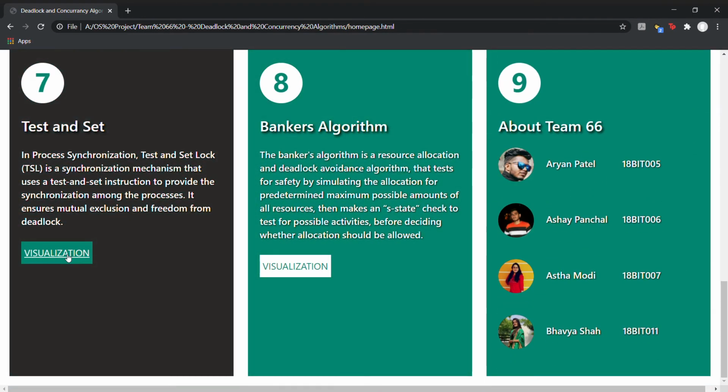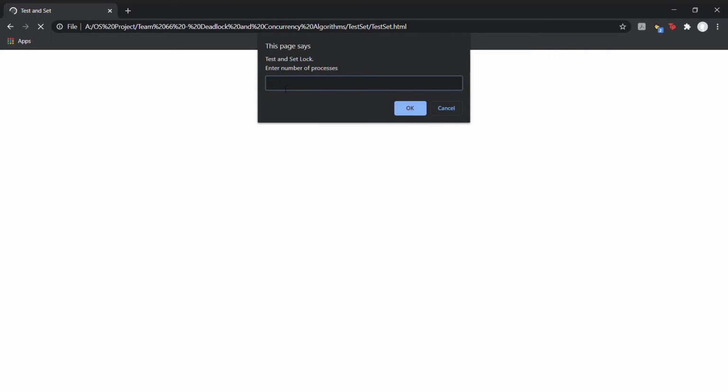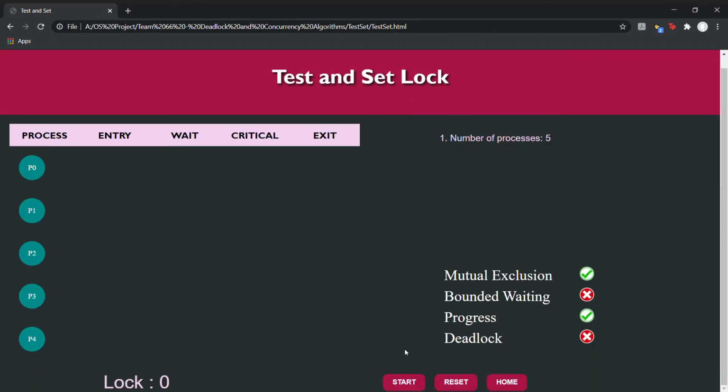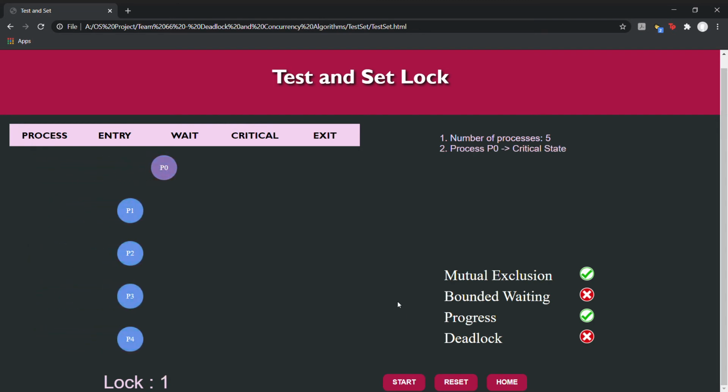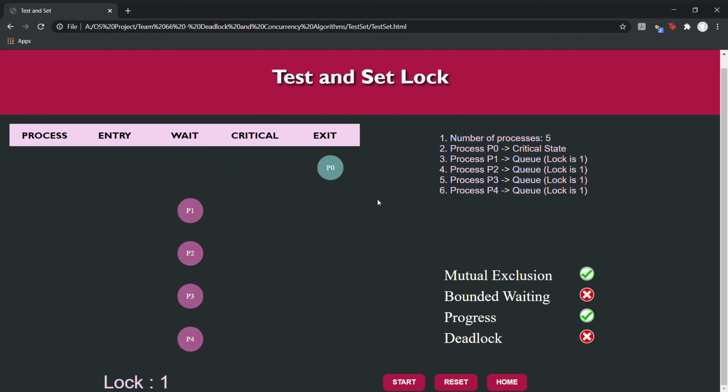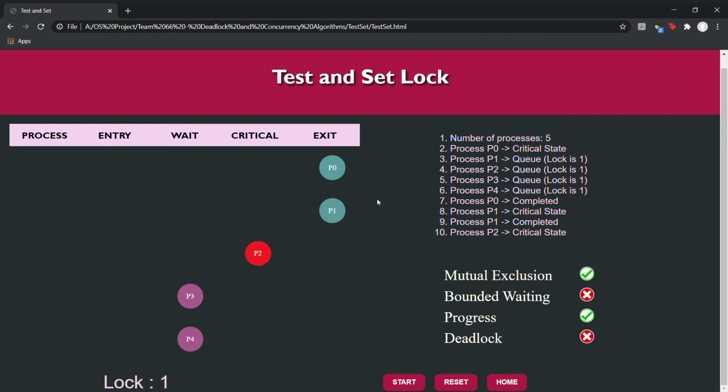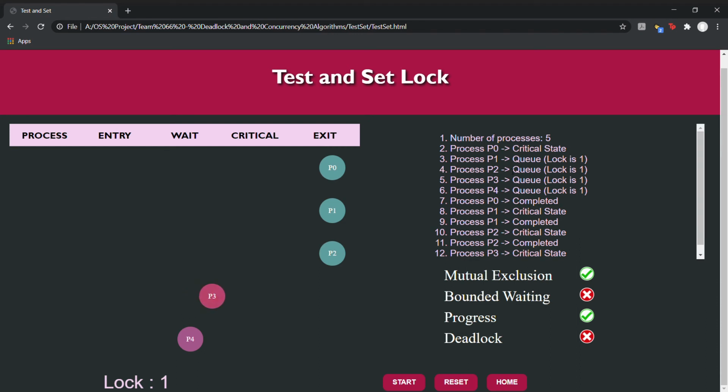The next one is test and set lock. We enter the number of processes. This algorithm also ensures mutual exclusion, that is, only one process can enter the critical section at a moment. But bounded waiting is not guaranteed by this algorithm. That means a later process can be executed before one that arrived earlier. But deadlock is avoided by this algorithm, as is our goal. The process log of all the processes is shown here.